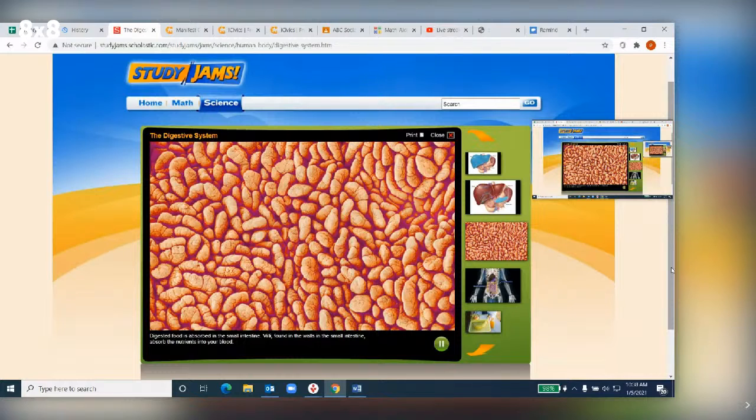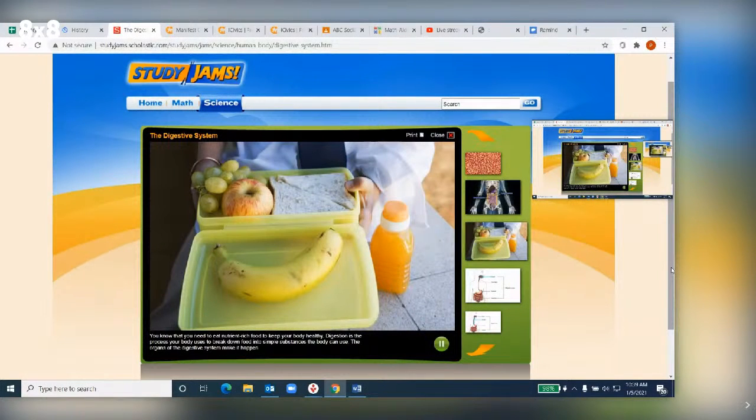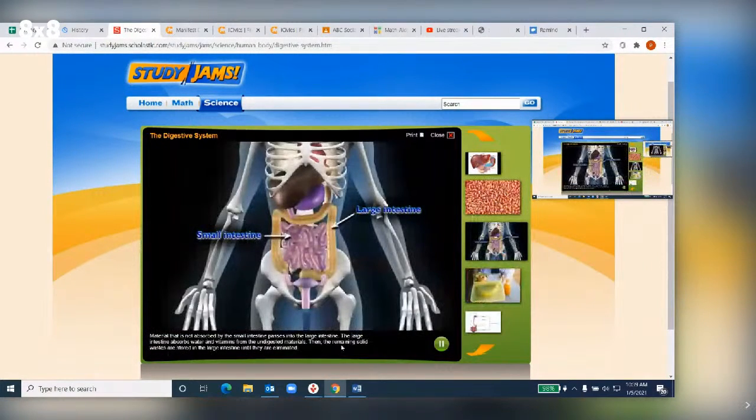So this is kind of a picture of what your small intestine would look like. And here's a picture of your small intestine and large intestine. It says materials that are not absorbed by the small intestine pass to the large intestine. The large intestine absorbs the water and vitamins from the undigested material. Then the remaining solid, let me go back to that one. That is our waste. Then the remaining solid wastes are stored in the large intestine until they're eliminated.